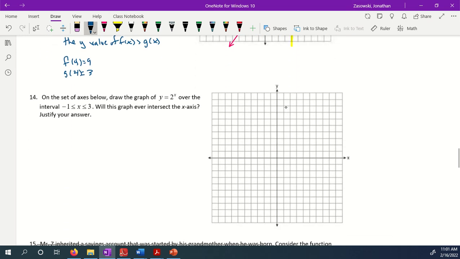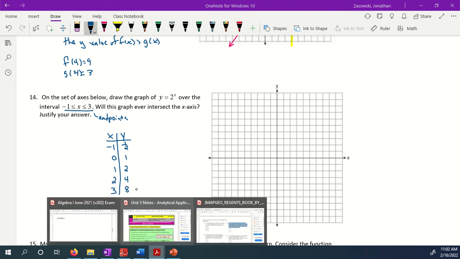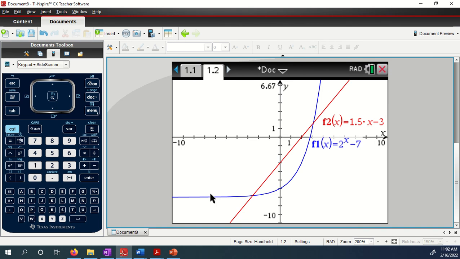For number 14, we're going to graph 2 to the x. We're only graphing it over this interval. So we are going to include endpoints. We're not going to go beyond -1 and 3. We're just going to graph from -1 to 3. So when you make your table, I'm only going to include these values: -1, 0, 1, 2, and 3. That's it. So -1, we plug it in, and you can use your table on your calculator as a half. 0 is 1, 1 is 2, 2 is 4, and 3 is 2 to the power of 3, which is 8. Okay, but all we're going to do here is just graph.